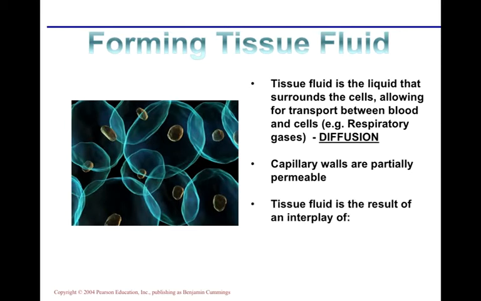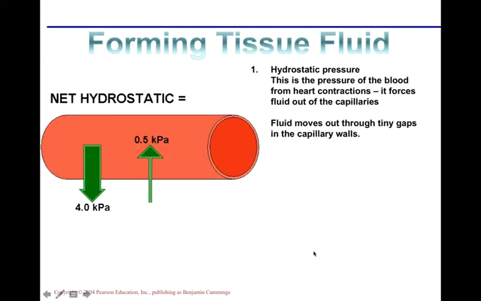So it is effectively a liquid that surrounds the cells and allows a transport of the types of nutrients and the types of substances that are required by the cell. Now, in terms of how it's produced, it's an interaction between these two forces, in this case hydrostatic pressure and osmosis. So let's have a look at what these terms actually mean.